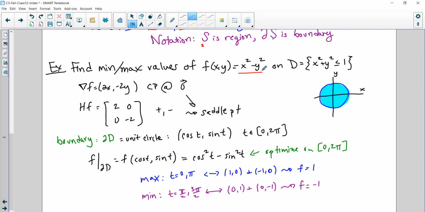Just to recap, via the closed interval method idea from Calc 1, we had to find our critical points via our standard method of gradient, classified by the Hessian. We got a saddle point, that's boring. Then we looked at our boundary, or kind of the ends of our intervals. That's the parallel idea from Calc 1. We were able to look at that boundary and say, oh, it's a unit circle, parameterize it, put in that parameterization and see what we got, and optimize it.